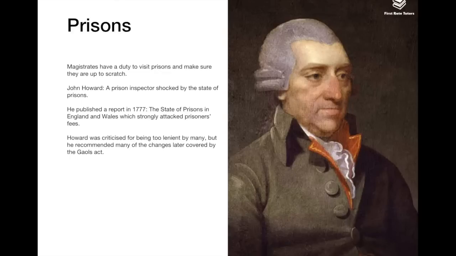John Howard, a prison inspector, was shocked by the state of prisons. He published a report in 1777, The State of Prisons in England and Wales, which strongly attacked prisoners' fees. Howard was criticized for being too lenient by many, but he recommended many of the changes later covered by the Gaols Act.